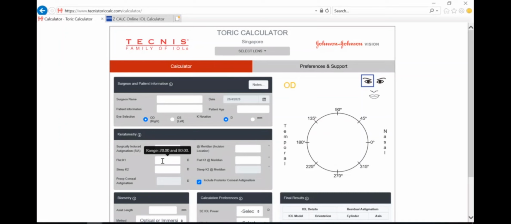What is the instrument called? The Bausch and Lomb instrument for measuring cornea, right? Anyway, there are some topography instruments that can offer posterior cornea astigmatism measurement as well.